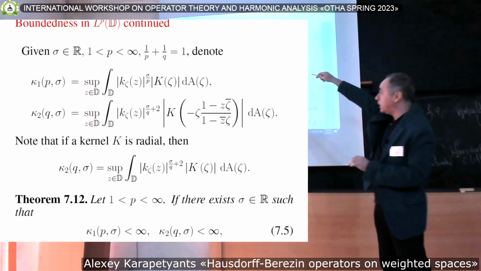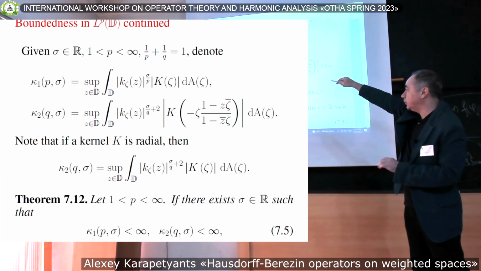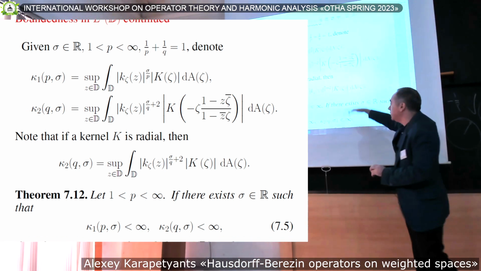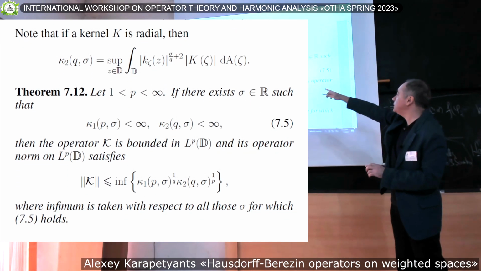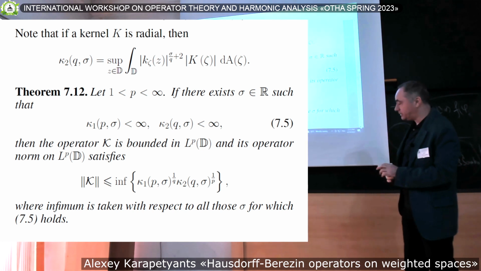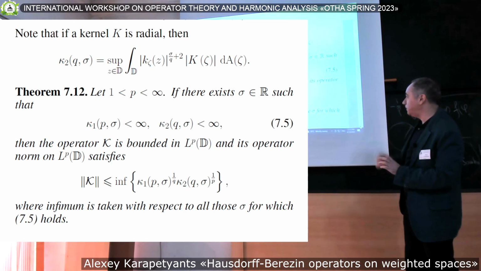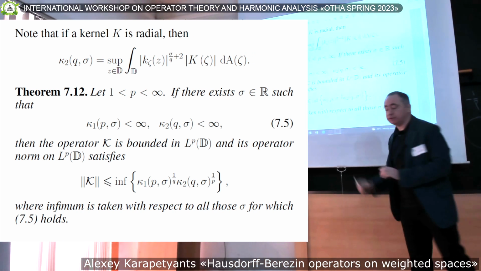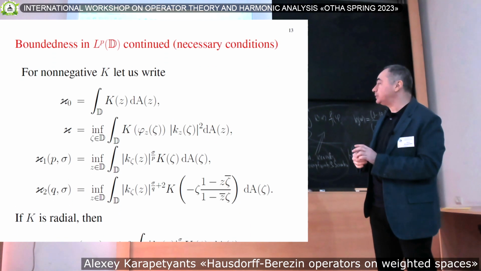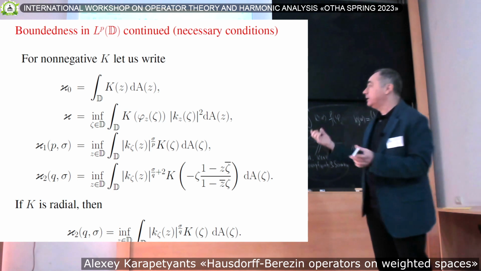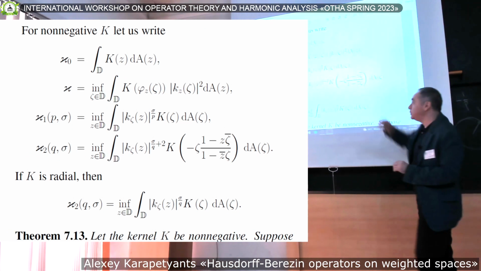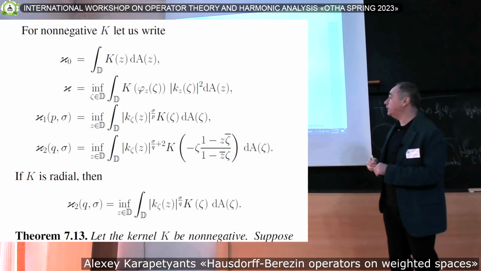We have k1 depending on p, sigma, k2 depending on q, sigma, these integrals. If k is radial, then you can rewrite this formula in this form. But the theorem is as follows: if there exists a sigma such that this constant is less than infinity, then the operator is bounded in L^p, and the operator norm does not exceed this infimum. Again, to formulate necessary conditions, instead of supremum, you remember we had supremum, but now we need to put infimum here, and of course we have to consider the case of non-negative kernel k.